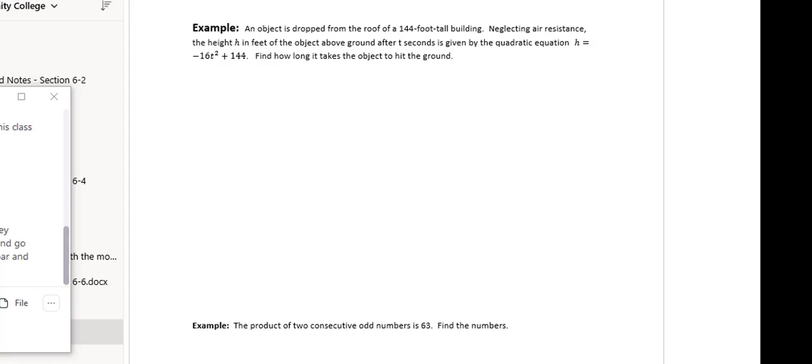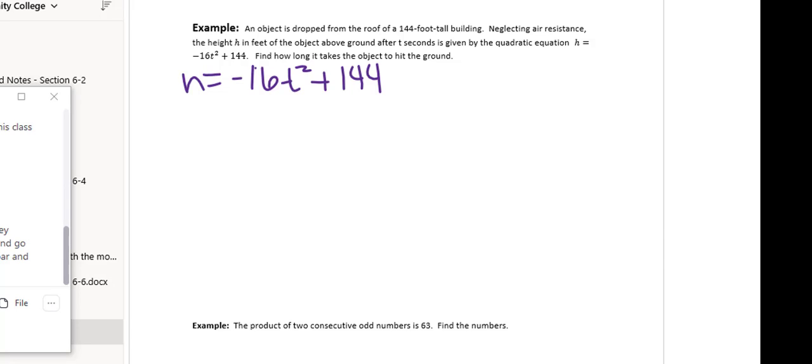Well, we need to figure out what we're looking for, right? The equation, and let's just highlight this, is h equals -16t squared plus 144. Now, what is the height going to be? Because I need to get this example represented by one equation and one variable before I can use factoring to solve.